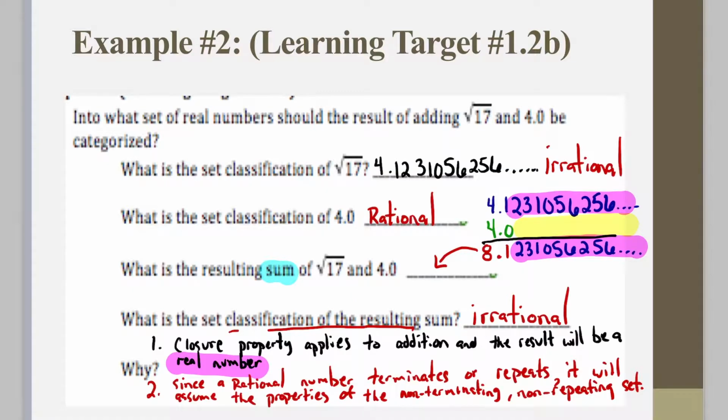And so when you look at the explanation, your explanation is going to be that the closure property will apply to addition. And the result of two real numbers, which irrational and rational numbers are both contained within the set of real numbers, will be a real number. However, that real number will assume the properties of the irrational, non-terminating, non-repeating set.